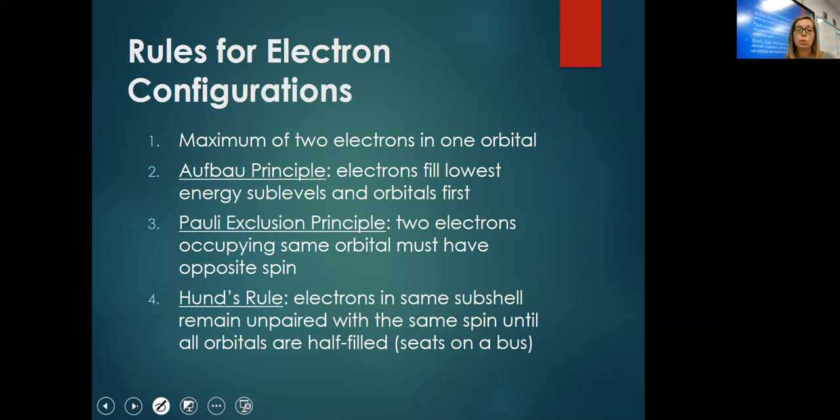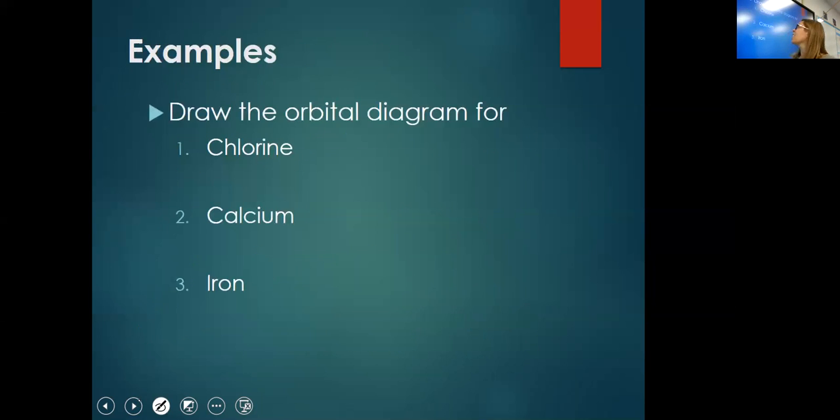The Pauli exclusion principle is 2 electrons occupying the same orbital must have opposite spins. We're going to take a look at that in a second. And then Hund's rule is that electrons in the same subshell, sublevel, will remain unpaired with the same spin until all orbitals are half filled. And we are going to take a look at that in a second here.